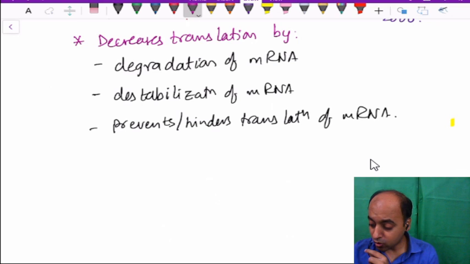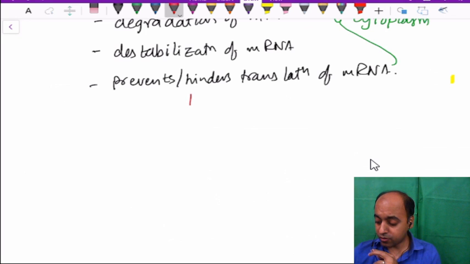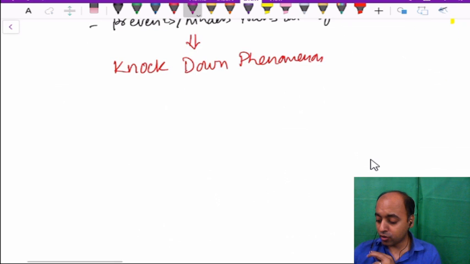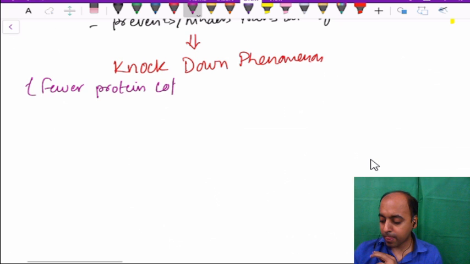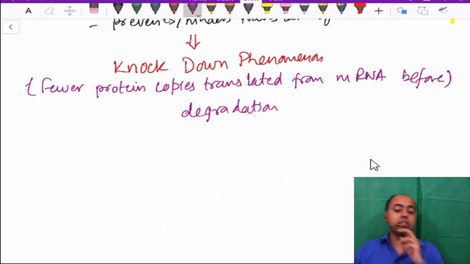of messenger RNA. Please note, all of this is occurring within the cytoplasm. The messenger RNA is present in the cytoplasm. The microRNA complex, the RISC complex, is present in the cytoplasm. So they are able to act only in the cytoplasm. All this preventing of translation is known as the knockdown phenomena. Fewer protein copies are translated from the messenger RNA before degradation.